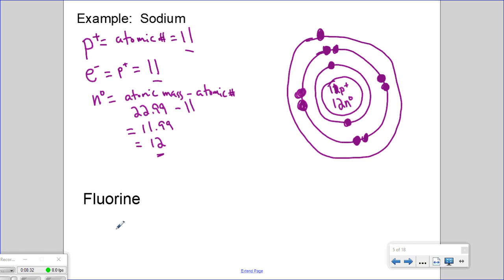For fluorine, we'll follow the same procedure, but this time when we make our Bohr-Rutherford diagram, we'll use half circles instead. So for fluorine, we'll need to figure out number of protons, number of electrons, and number of neutrons. For fluorine, our atomic number in this case is 9, which means the number of electrons is going to be 9.